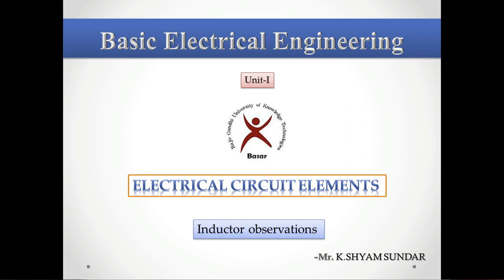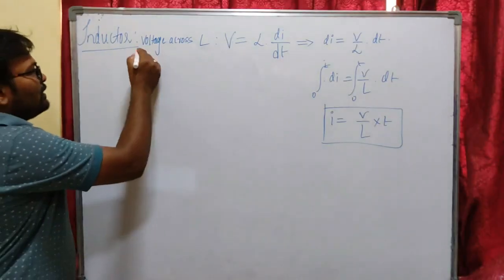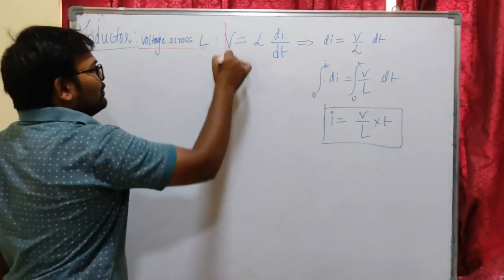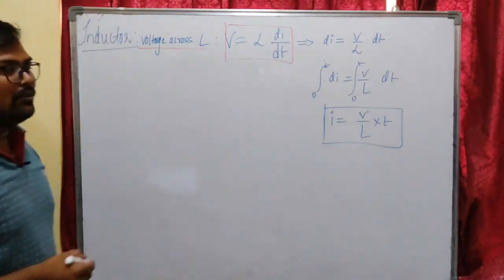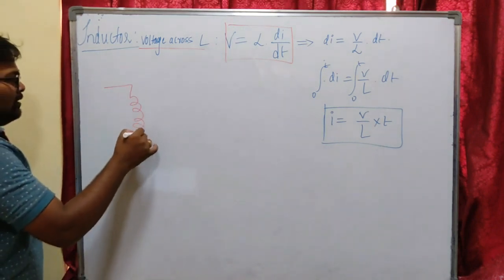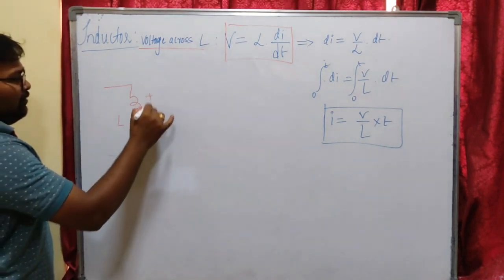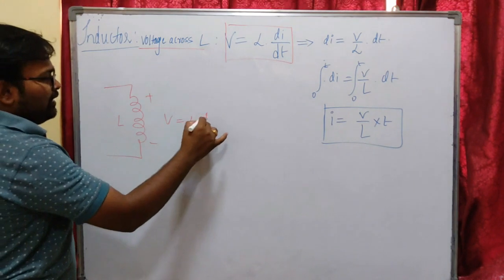So let us see the concept of inductor. In the earlier class we were discussing what an inductor is: a device that opposes the change in current. Now let us see the properties of inductor. What is the voltage across the inductor? We have derived that V equals L into di by dt. This is the voltage across an inductor L.